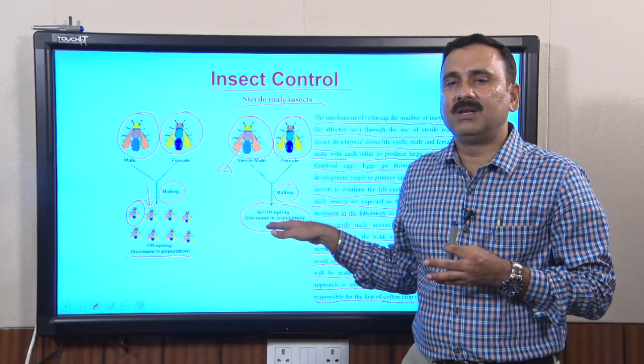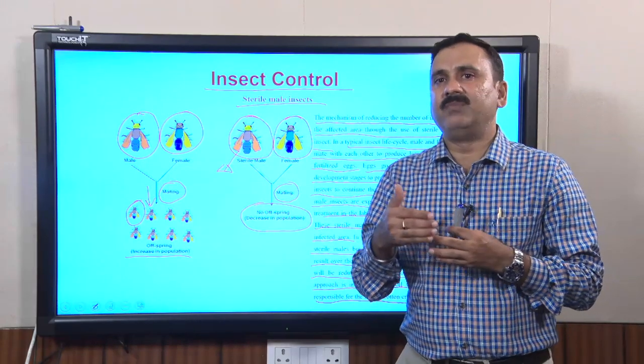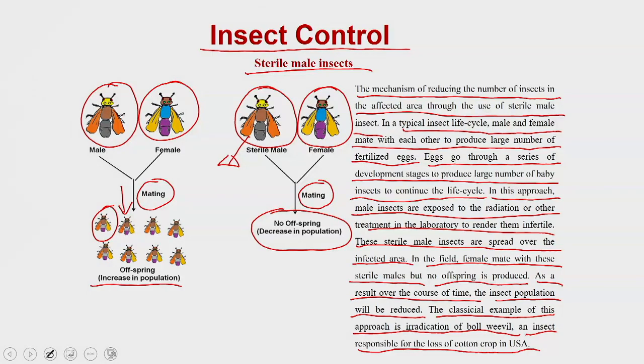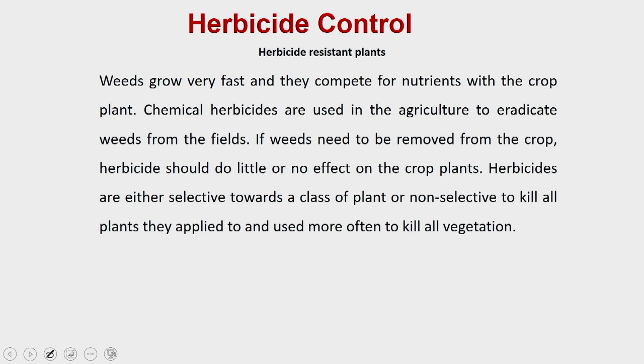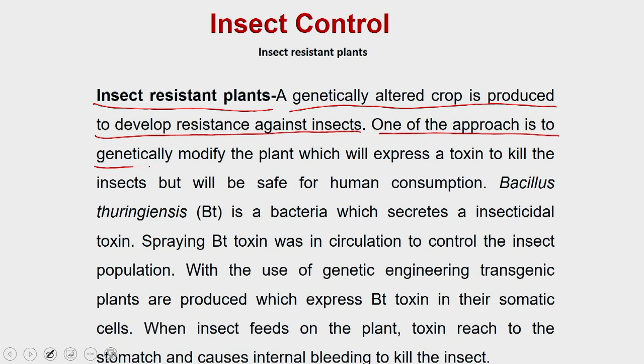And that is why this idea didn't get much attention, and was not propagated in a larger way. Now, the second way of protecting our crop from insects is to generate insect resistant plants. A genetically altered crop is produced to develop resistance against the insects. One approach is to genetically modify the plant to express a toxin that kills the insects but is safe for human consumption.